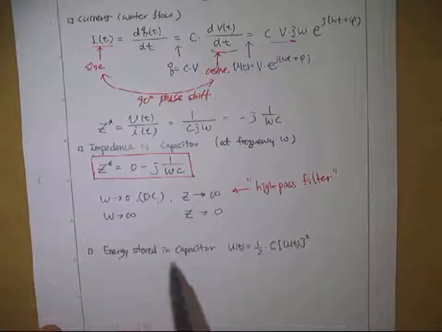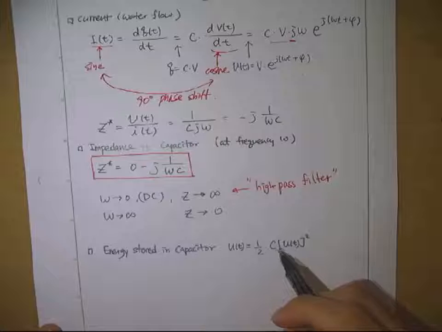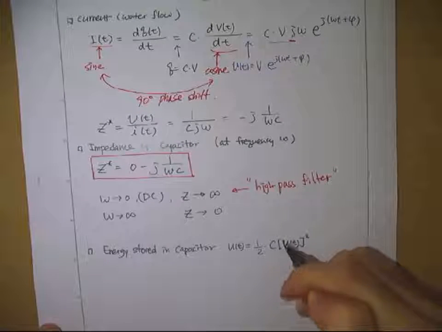And the energy stored in the capacitor is defined as 1 over 2 times capacitance times the voltage squared. So this is the voltage, V.